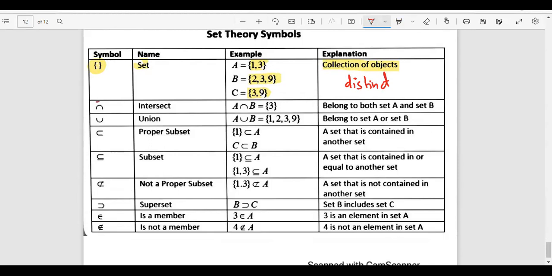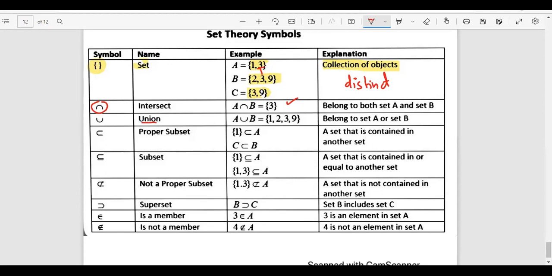This means intersection. So A intersection B would have common elements. 3 and 3 are common. That is why we have this. Union means it should have the elements of A and B both. So we will be writing it down as 1, 2, 3, and then 9. We cannot write down this 3 again because that would just violate the definition of a set.